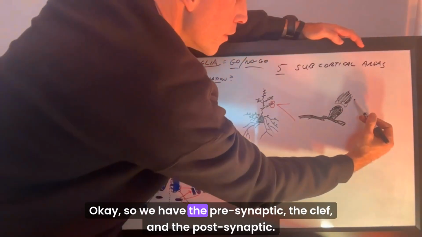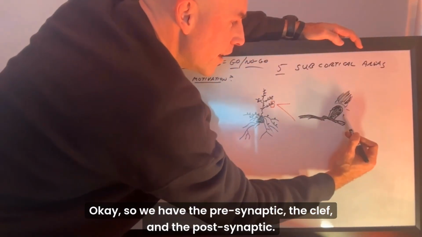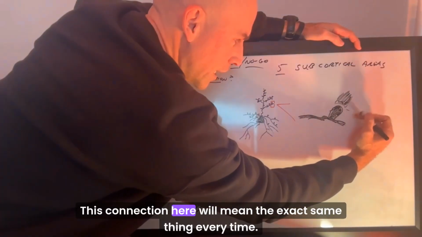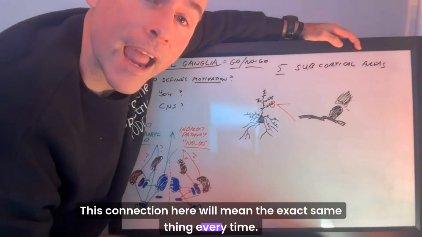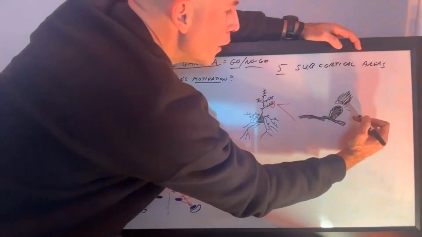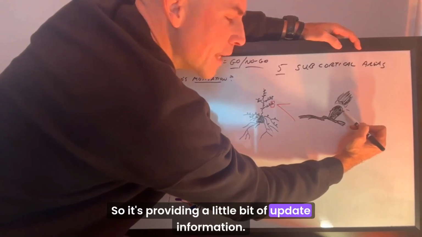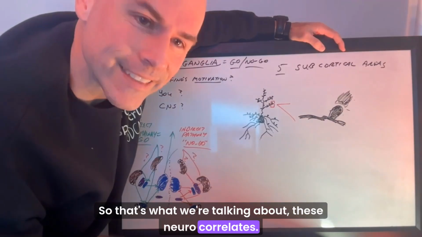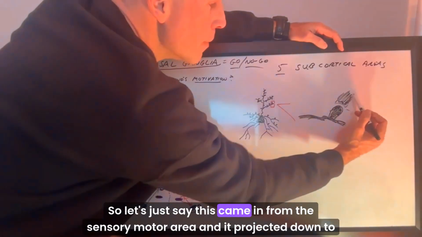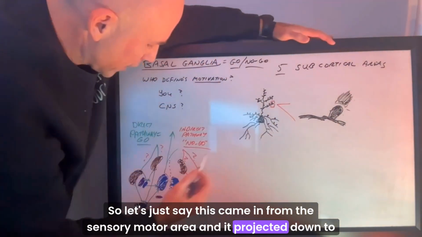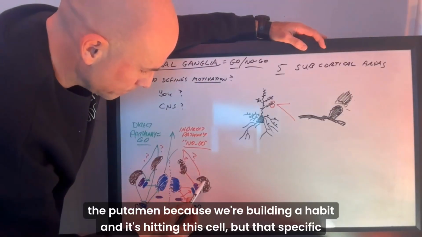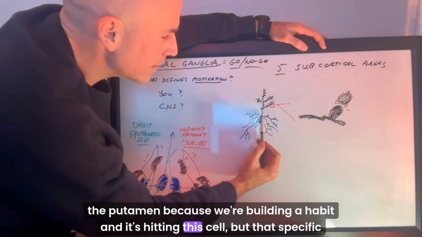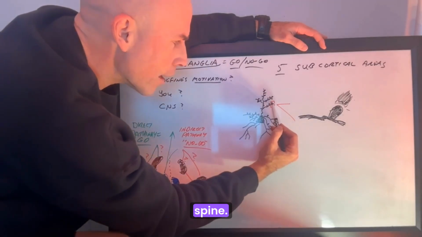Okay, so we have the presynaptic, the cleft, and the postsynaptic. This connection here will mean the exact same thing every time. So it's providing a little bit of update information. That's what we're talking about, these neural correlates. Let's just say this came in from the sensory motor area and it projected down to the putamen because we're building a habit. And it's hitting this cell, but that specific spine.